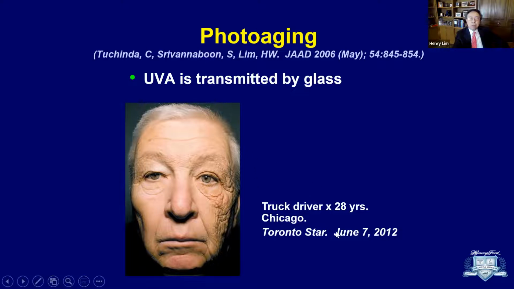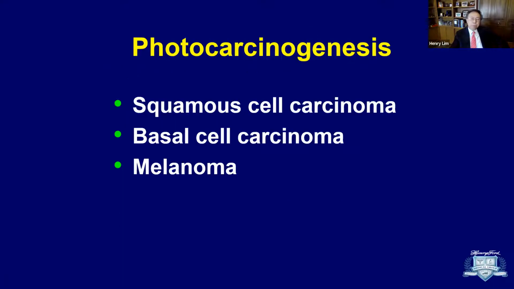This is a truck driver for 28 years, and he lives in Chicago. He usually drives around delivering milk in a delivery truck. You can see that the left side, because in the US we drive on the left side of the street, so the left side of the skin is significantly more photoaged as compared to the right side, because this is an area that gets significantly more sun exposure, even though through window glass. Again, showing the effect of UVA on photoaging.